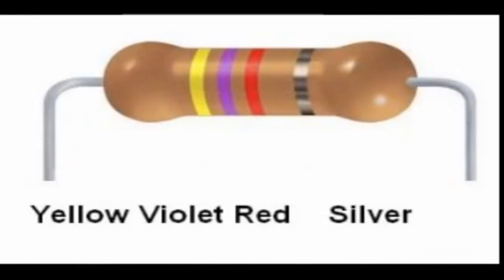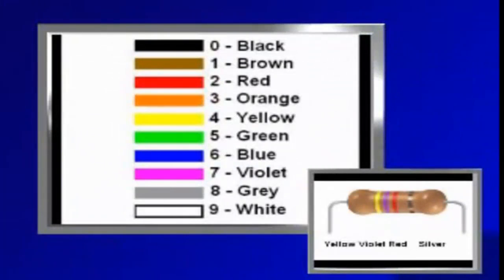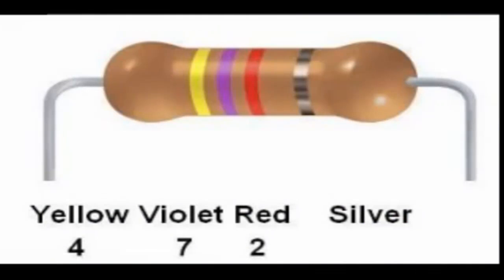Here is another resistor: yellow, violet, red, silver. Yellow is 4, violet is 7, red is 2. So this is a 4, 7, and 2 more zeros. The first 2 colors represent 4 and 7, and then 2 zeros. So this is a nominal 4700 ohm resistor.